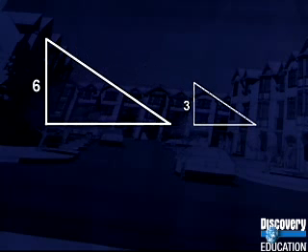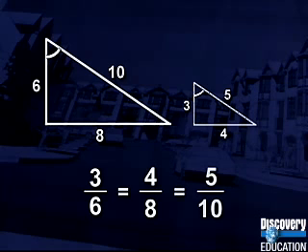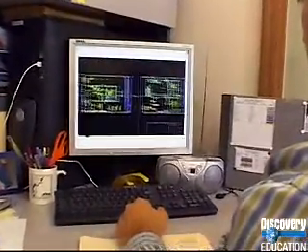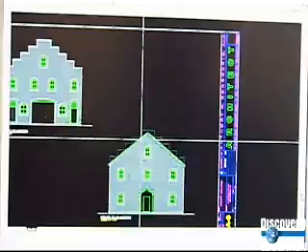Similar figures have exactly the same shape, but they may be different sizes. These triangles are similar because their corresponding angle pairs are congruent and their corresponding pairs of sides are proportional. Before construction begins on a building, architects create an exact layout of the dimensions for the structure.